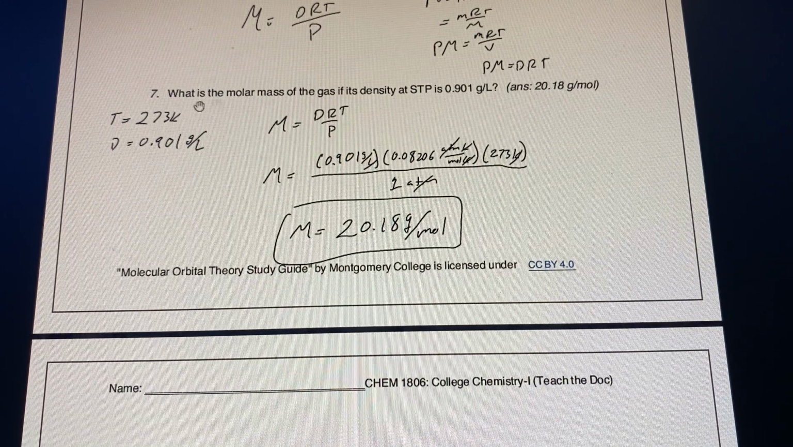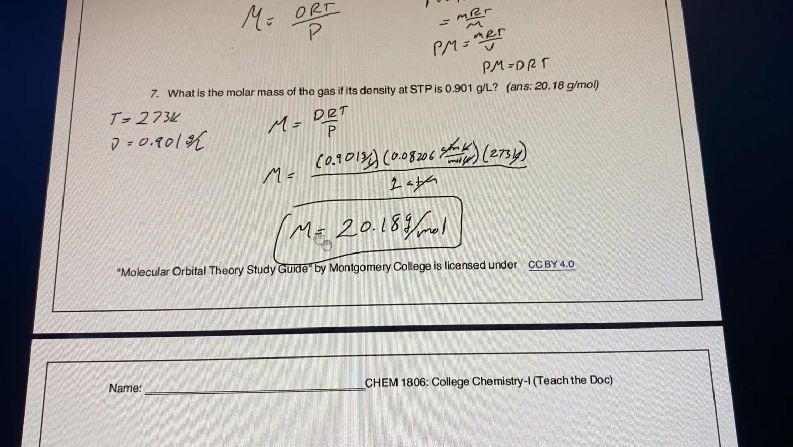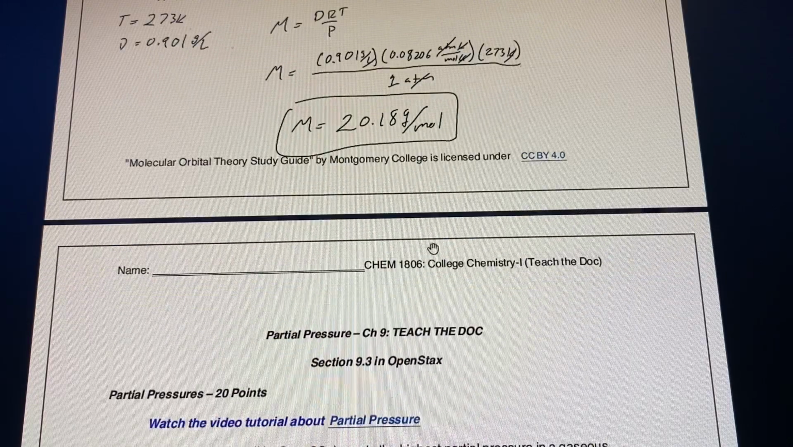So we plug in our givens, where R is always that constant, and the pressure is at 1 atmosphere, and so therefore we get 20.18.